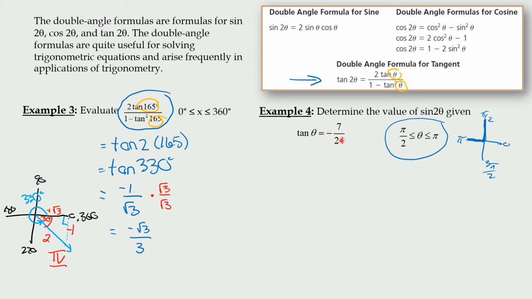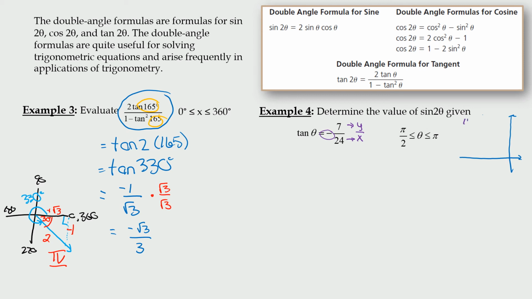So let's talk about what we have here. I'm going to erase this and just write it a little tidier. So let's put this on the axis here. Tan, remember tan is y over x, or opposite over adjacent. So I'm going to draw this on my graph. So I've got a negative here. Y is 7, x is 24. One of them is negative. Which one? Remember, we're in quadrant 2.